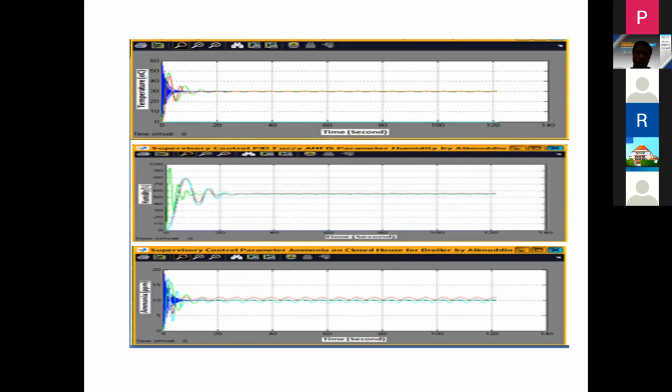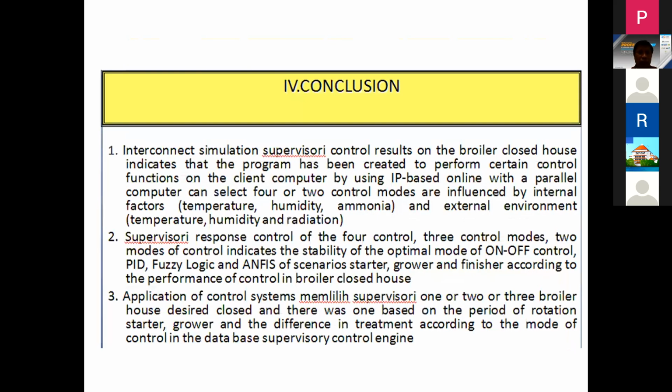We must use control and monitoring, because without control many broilers die, which is the challenge, such as the virus in broilers. This is an interconnected supervision control of the room, where we can integrate the parameters: temperature, humidity, ammonia, and so on in the environment.